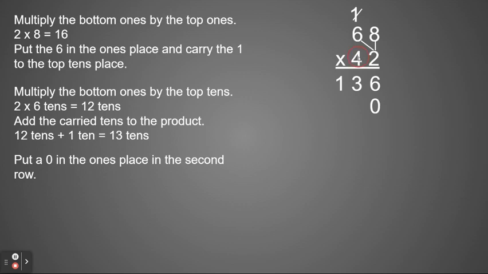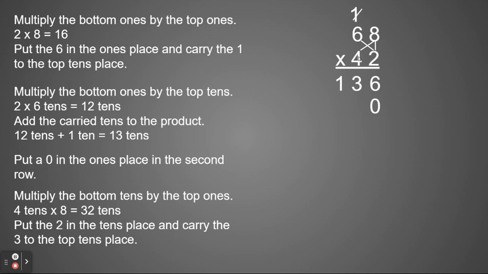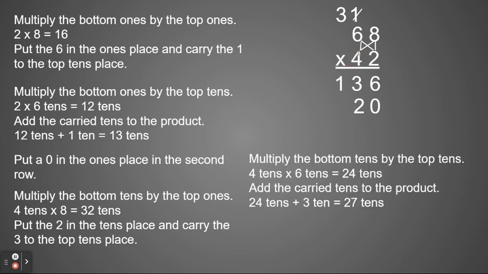Okay, so now I'm going to multiply my bottom tens by my top ones. So 4 times 8, 4 tens times 8 equals 32 tens. I'm going to put my 2 in my tens place and carry my 3 and put it above the top tens place. Now I'm going to multiply the bottom tens by the top tens.